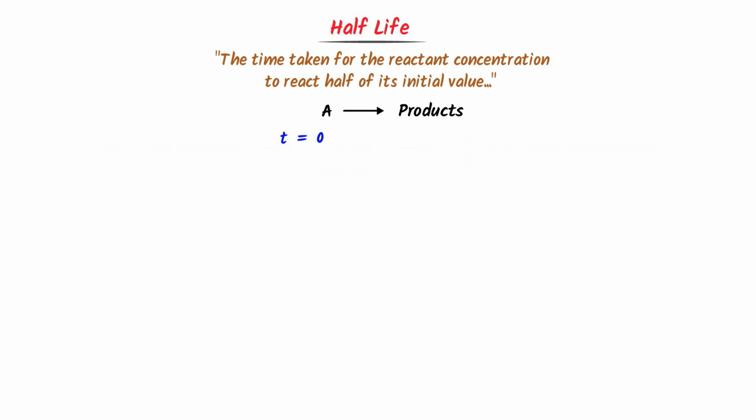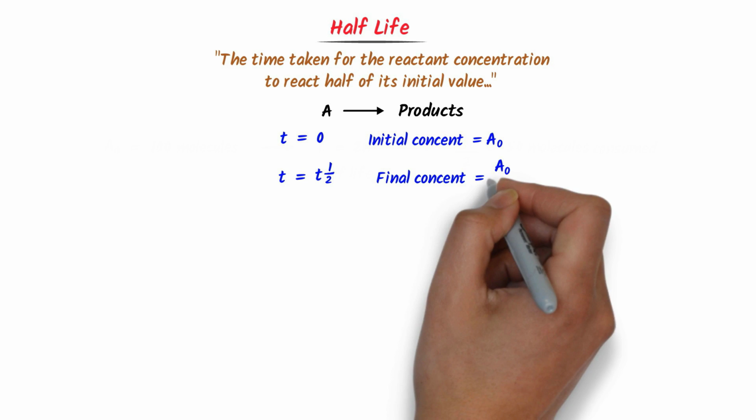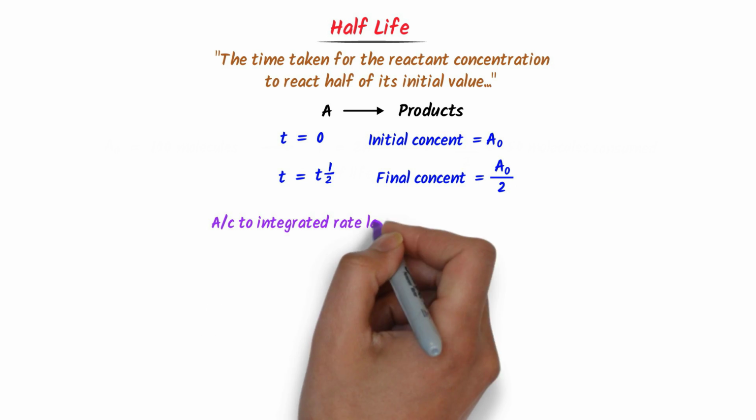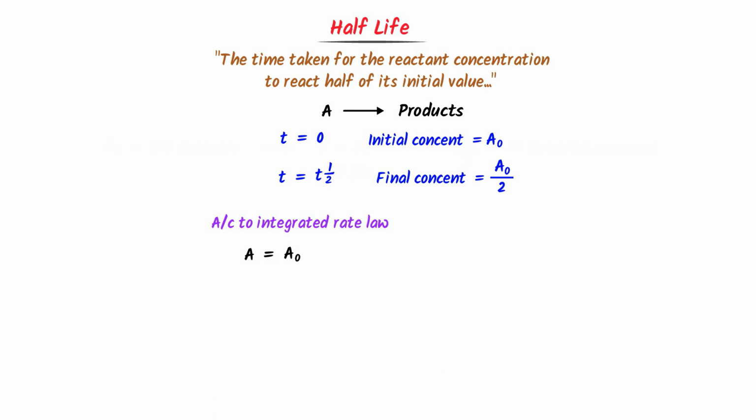Now at time equal to 0, let the initial concentration of A reactant be A0. Let at half-life, the concentration of A0 be 50% consumed, so it is A0 by 2. According to the integrated rate law, A equals A0 minus Kt. We know that this A is the final concentration. Here, the final concentration is A0 by 2. I write A0 by 2 equals A0 minus K. The time is half-life or t1/2. I write t1/2.